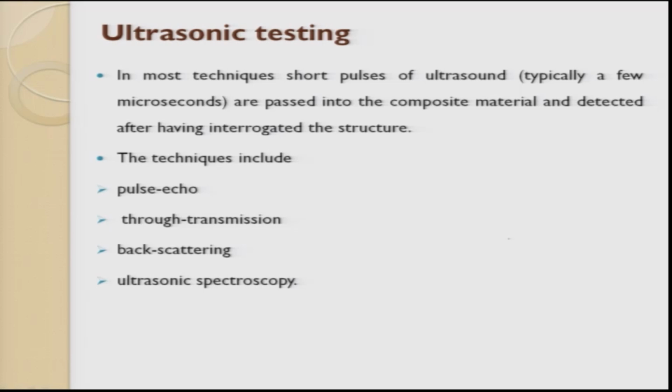So, here basically a short pulse of ultrasound is passed through a composite, and it is used to detect the structural defect, to detect if there is any defect in the structure. So, the techniques generally used are pulse echo type, through transmission type, backscattering type and ultrasonic spectroscopy type. So, these are the different techniques which are used in ultrasonic testing.